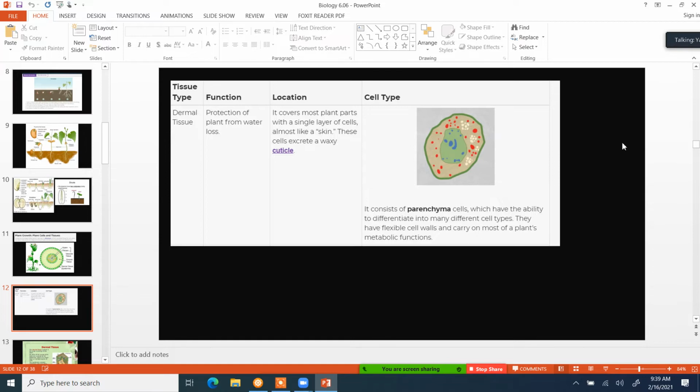Like when you go to the store, some kinds of vegetables and fruits, they cover them with wax so they don't dry out. Right. So that's the same kind of idea.